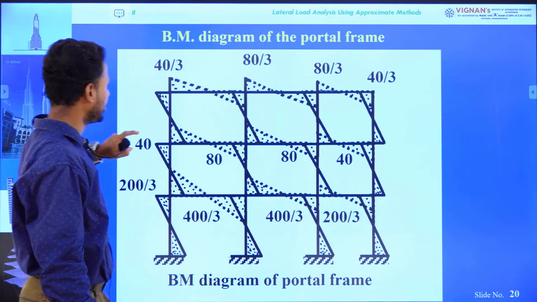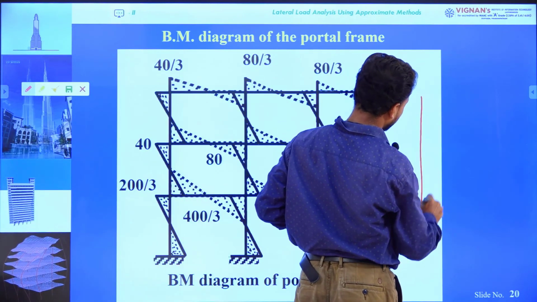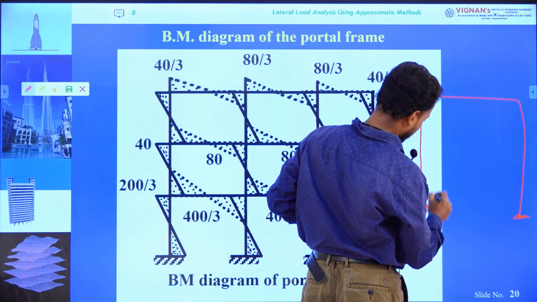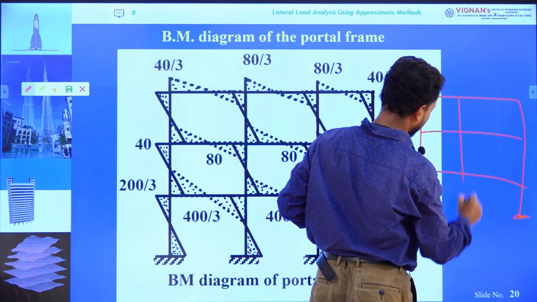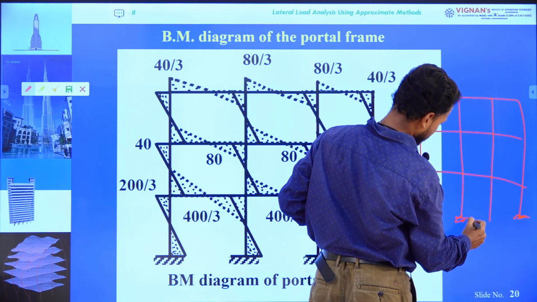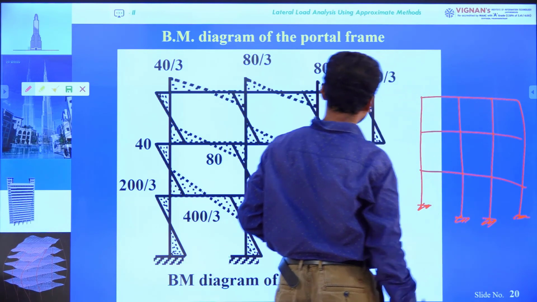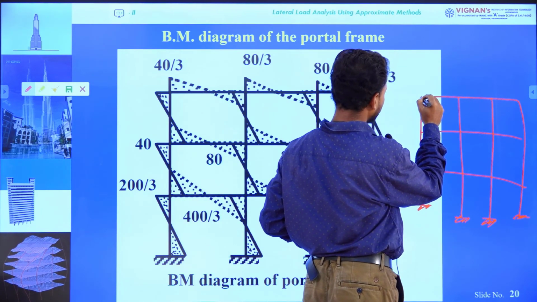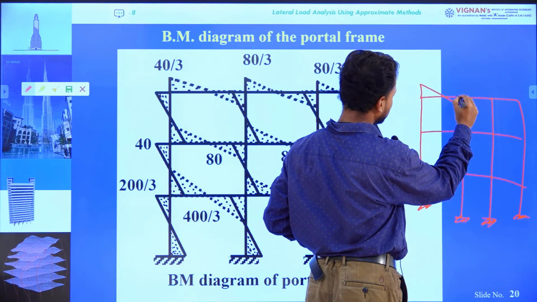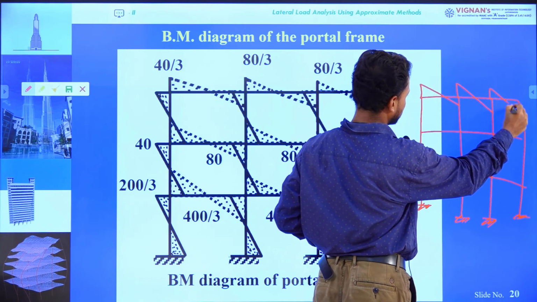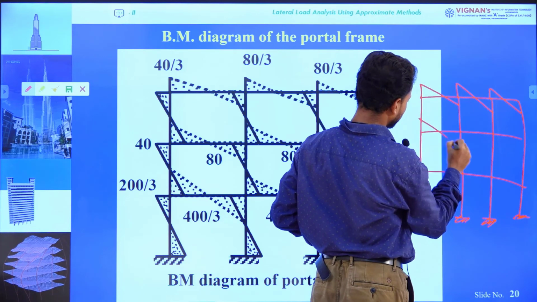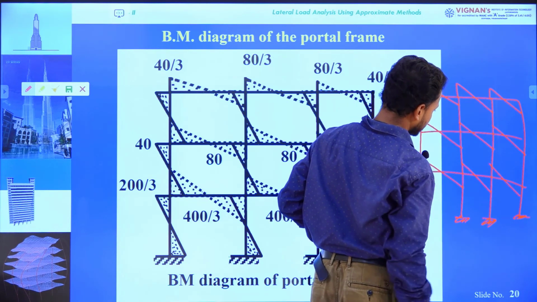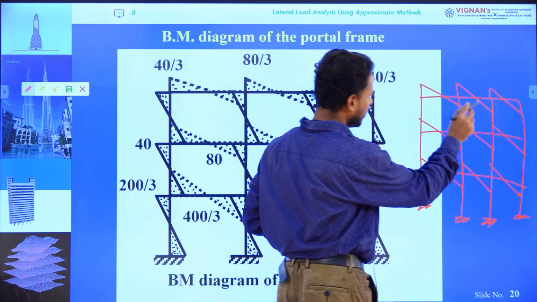Now you will draw the bending moment diagram. First you draw the given building, draw all the columns and beams with a suitable scale, then you draw the bending moment diagram. What bending moment is occurring in the beam? You draw like this, like this, like this. It will be like this. So this is the bending moment diagram of the beams.